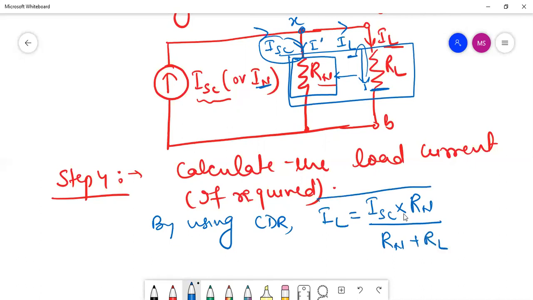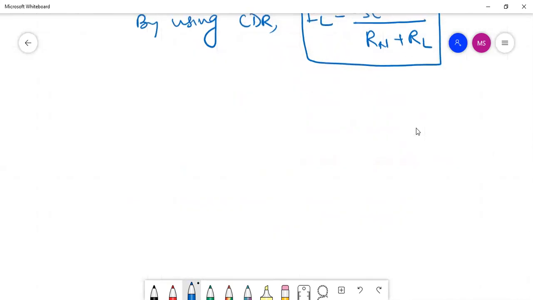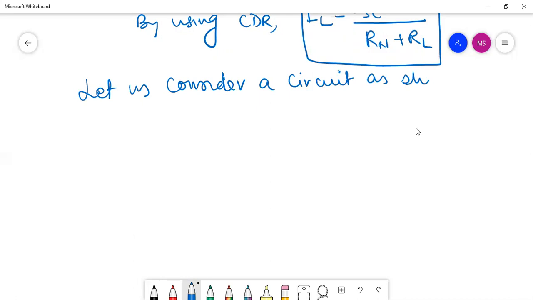So this is the equation for load current as far as the Norton's theorem is concerned. So let us apply these steps on a dummy example. Let us consider a circuit as shown.